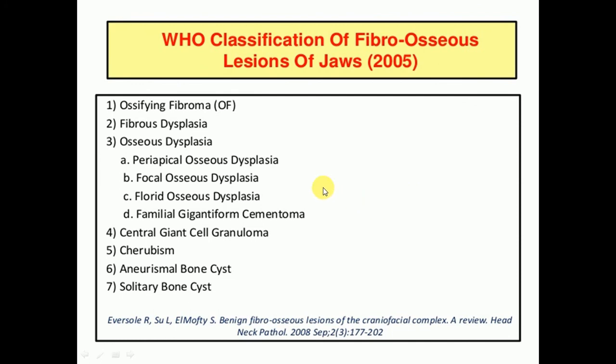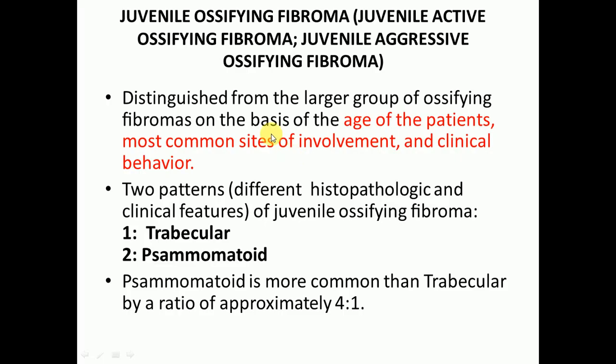In our previous lecture we studied ossifying fibroma, but today we will discuss juvenile ossifying fibroma, also known as juvenile active ossifying fibroma and juvenile aggressive ossifying fibroma. Juvenile ossifying fibromas are distinguished from the larger group of ossifying fibromas on the basis of the age of the patients, most common site of involvement, and clinical behavior.